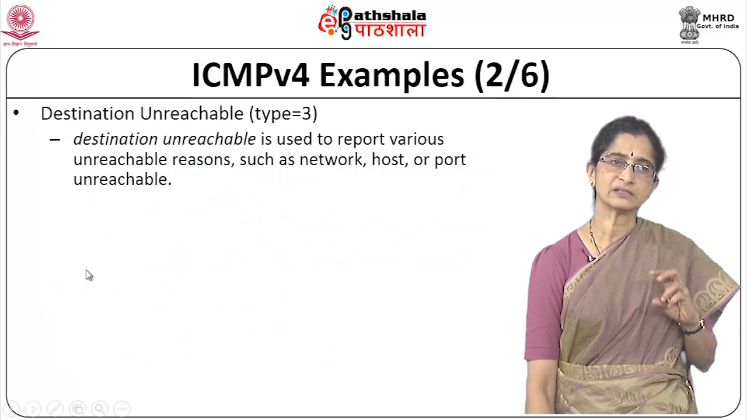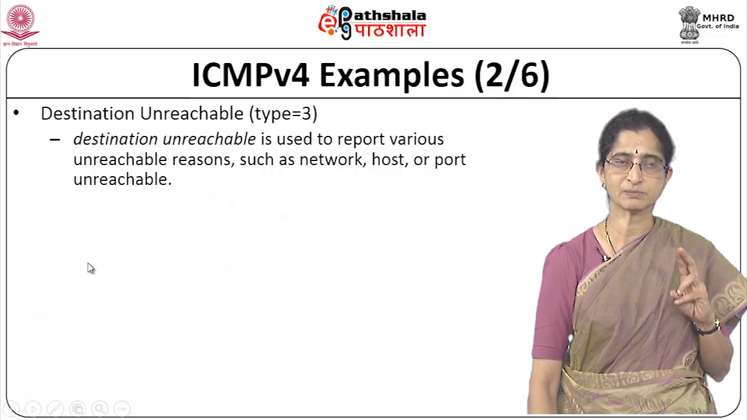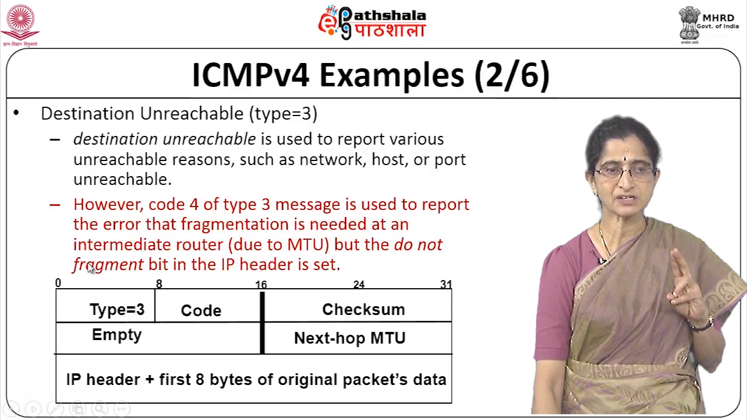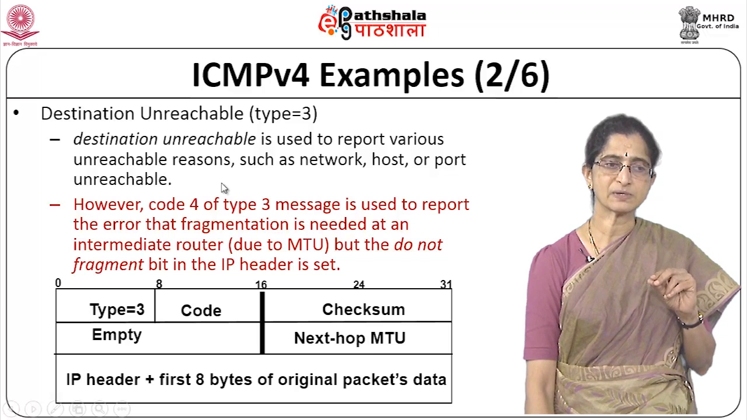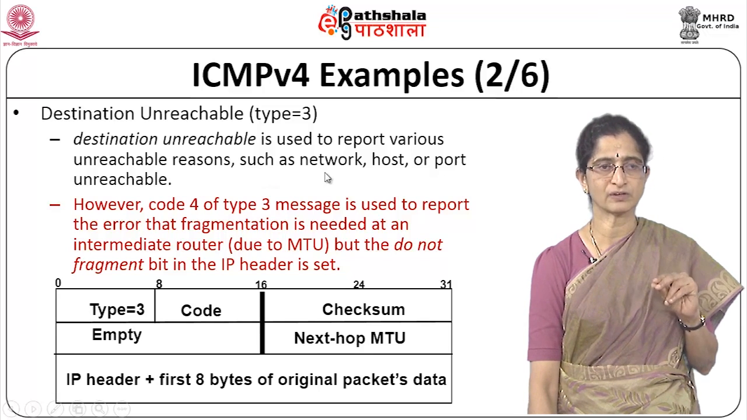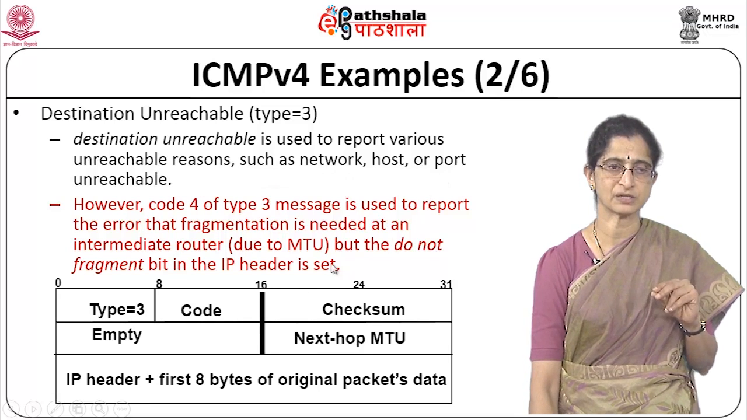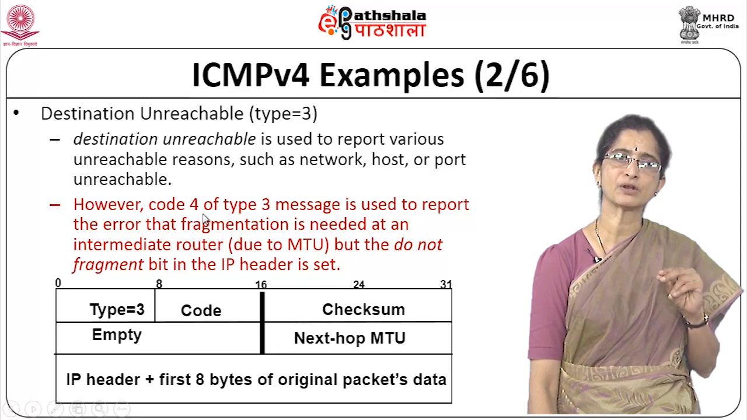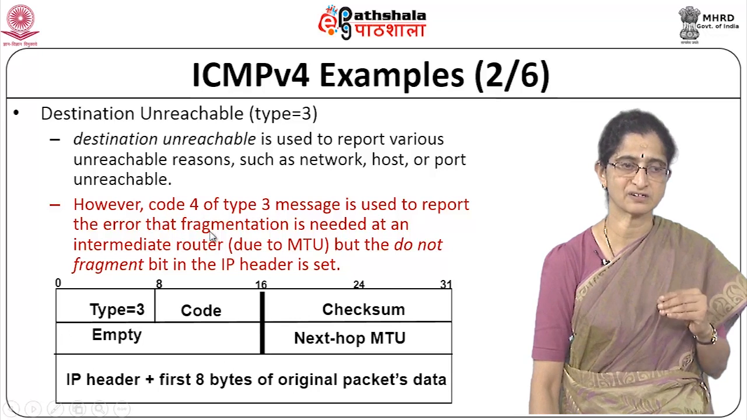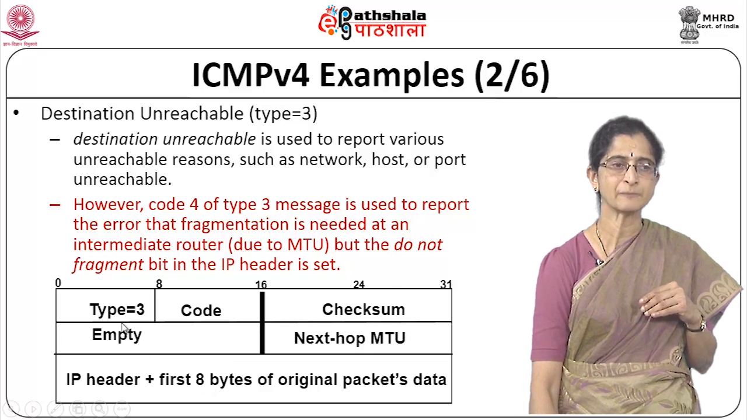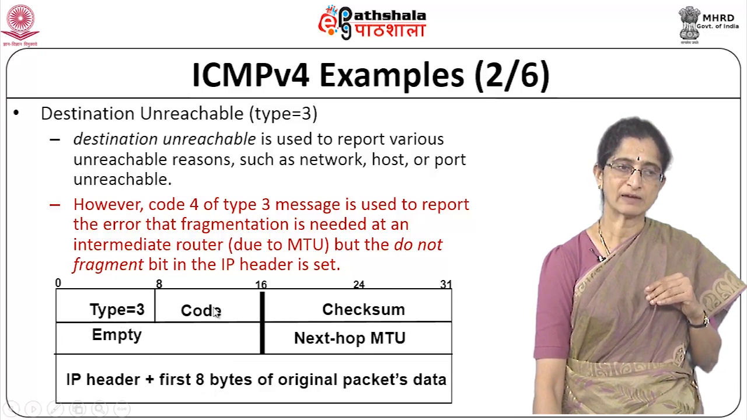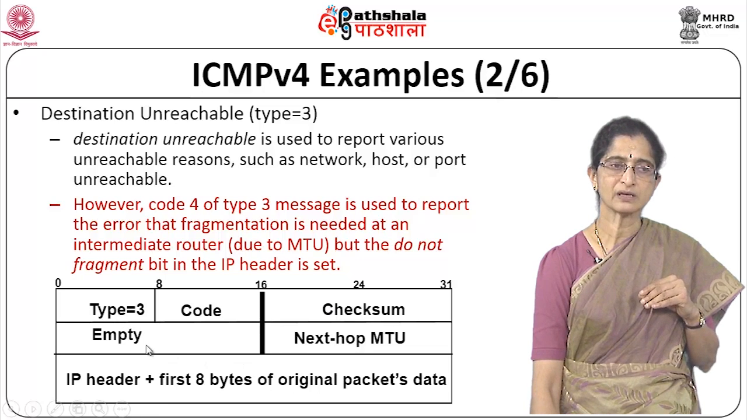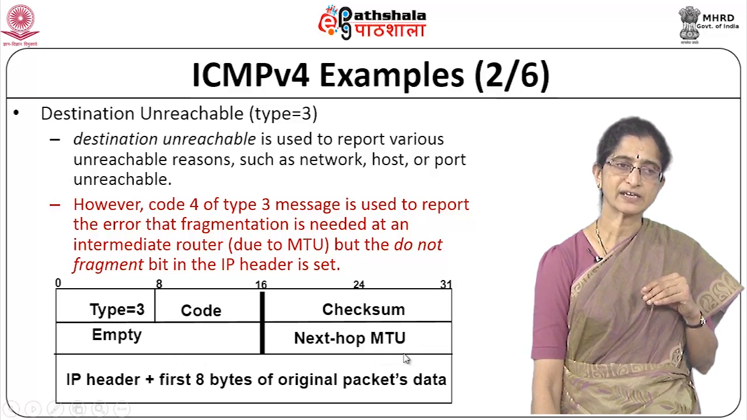Then we looked at the destination unreachable messages, right. In the destination unreachable messages, as we saw, it could be network unreachable or host unreachable or port unreachable and so on, isn't it? Okay. So if a particular packet is not able to reach the destination, what's the information that needs to be specified here? This is what is specified. You have the type and code fields, checksum, okay. This field is empty. You have the next hop MTU.